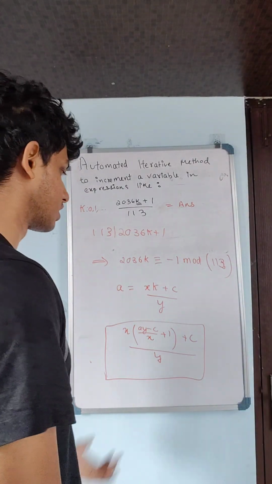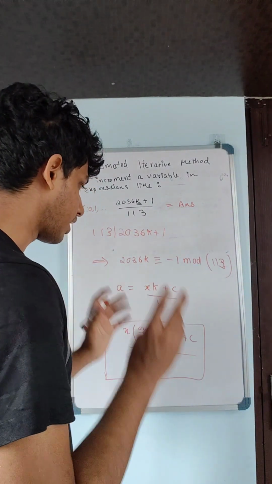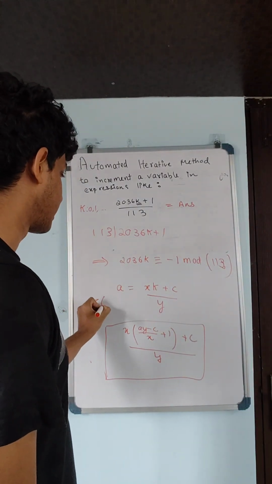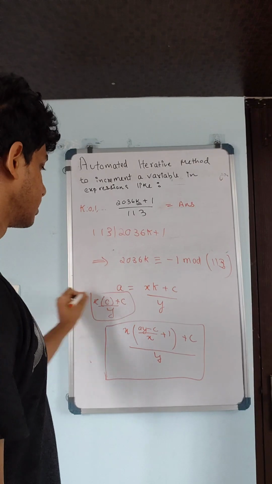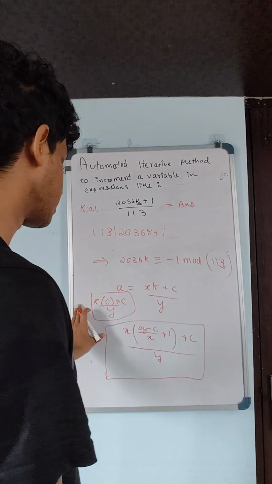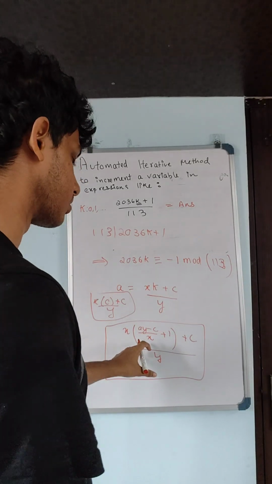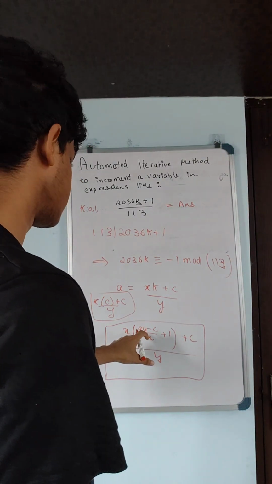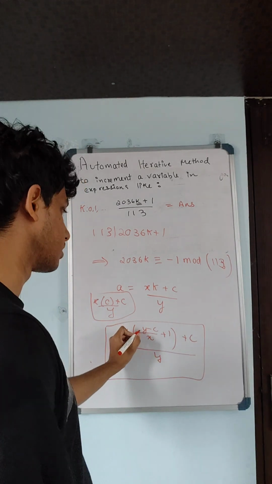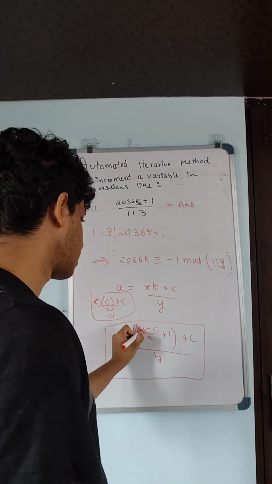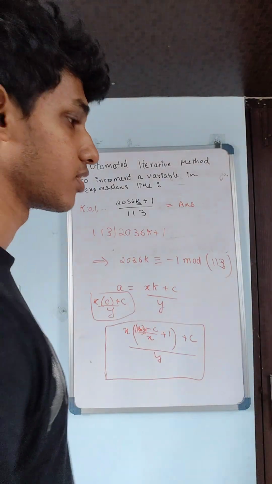This is too much to mug up, but the general rule of thumb is find the value of x into 0 plus c by y first. Save this. This will be saved as answer. So then substitute that back into the equation. So instead of a, you would actually have answer here. My bad. You have answer y minus c by x and plus 1 for the incrementation.